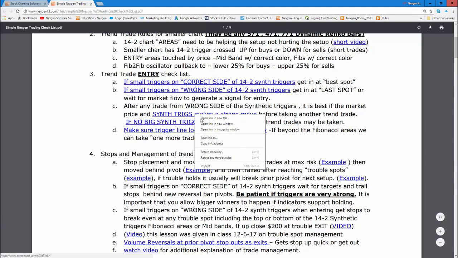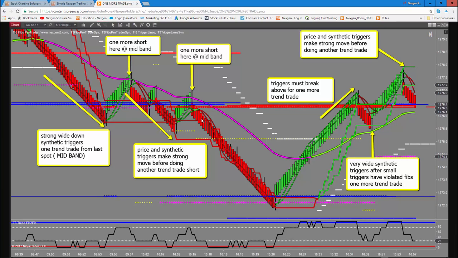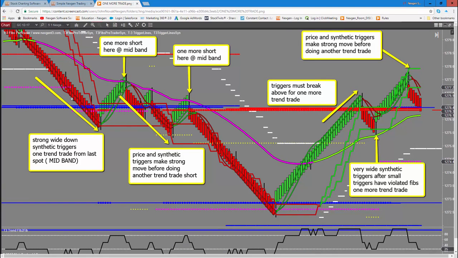If you do a second trend trade, let me just show you what this looks like. And this is a really good lesson learned today. Obviously, if we're making a strong move, we're going to do one more trend trade short. If our price and synthetic triggers continue to make a move to the downside or upside, whichever way it's going, we'll do one more short. So we use that lesson a lot in class today.